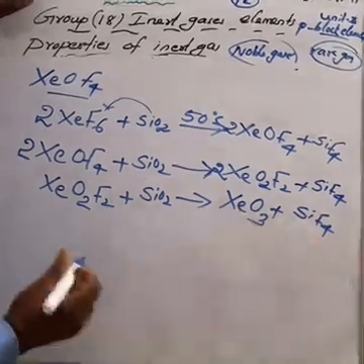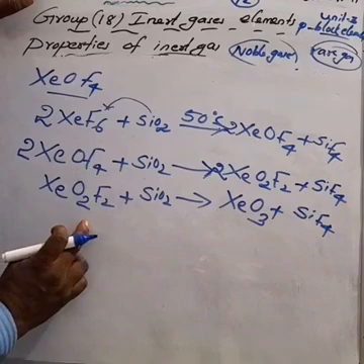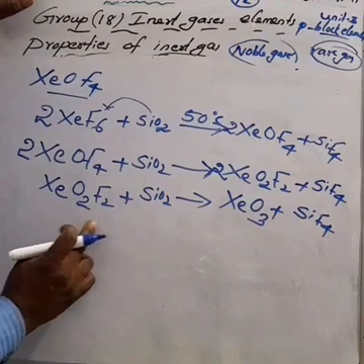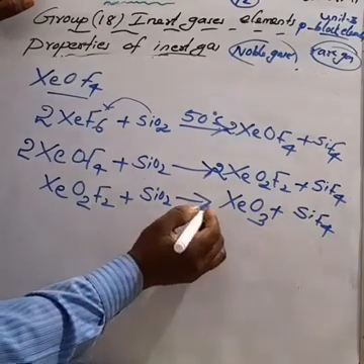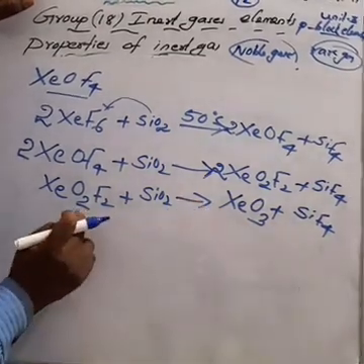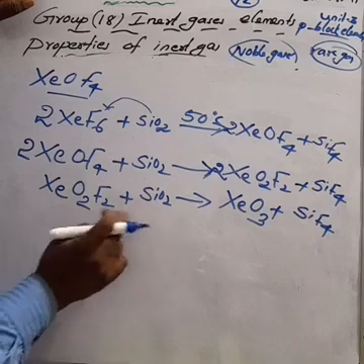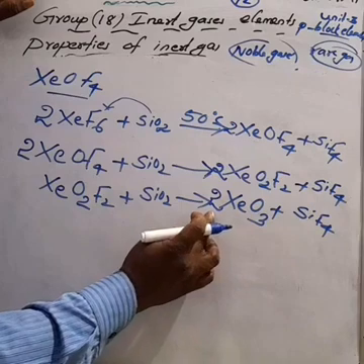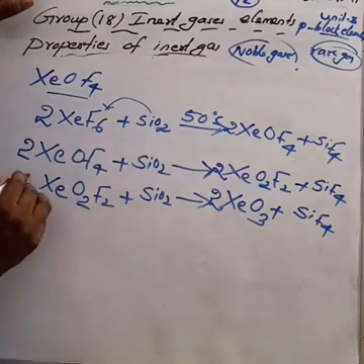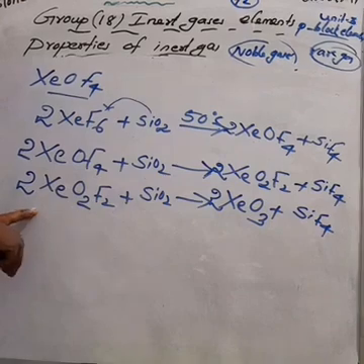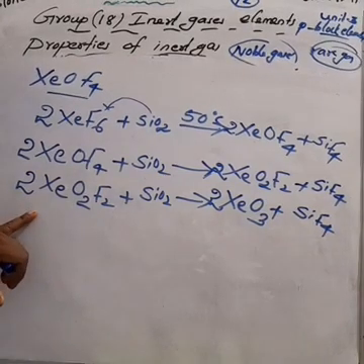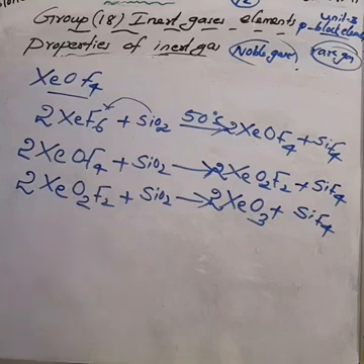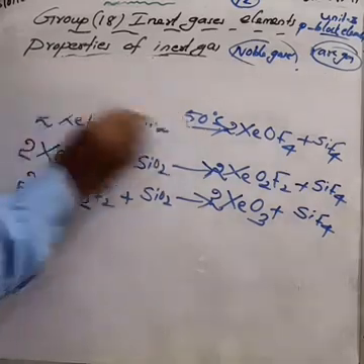How can you balance the equation? On the reactant side they have 4 oxygen, but on the product side they have only 3 oxygen. So if you make 2 on the product side, 2 3s are 6 oxygen. So here also if you make 2 on the xenon dioxide difluoride, 2 2s are 4, 4 plus 2 is 6. Now the oxygen is balanced. What about the silica? Silica is also balanced. What about the fluorine? 2 2s are 4. Here also 4. So the equation is balanced. Am I right?